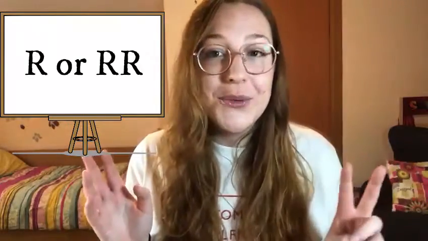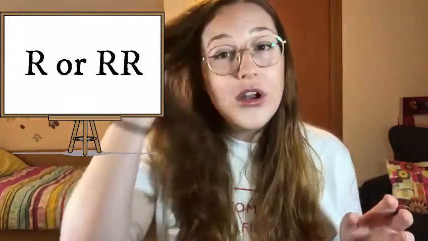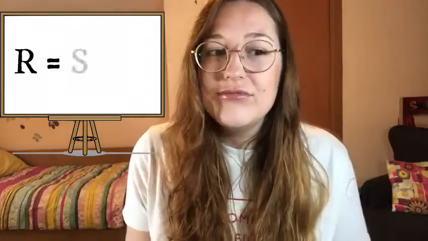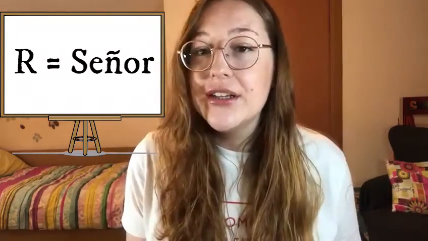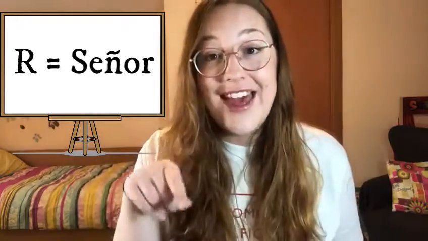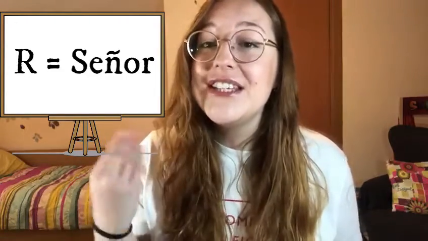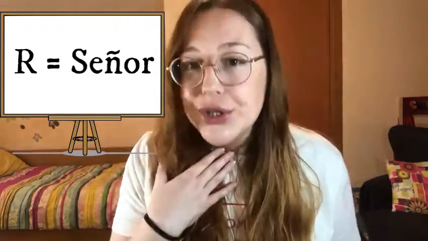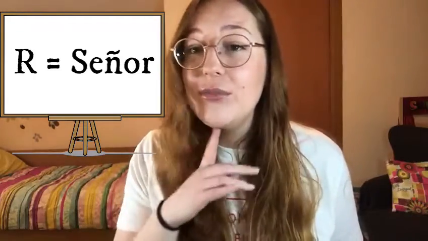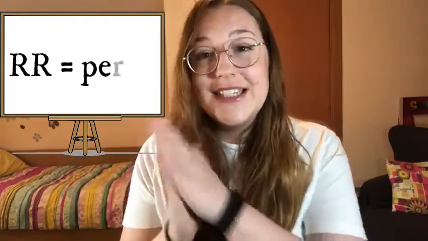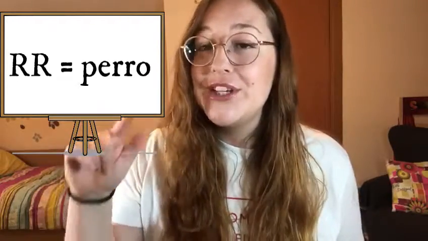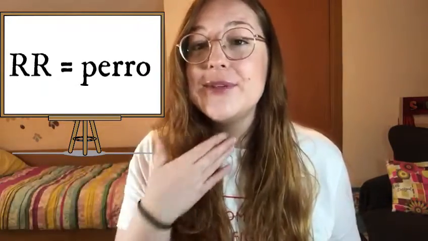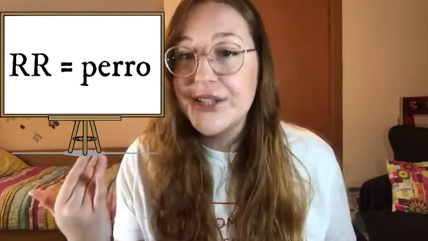Okay, and the last one is the difference between 1 R and 2 R's in Spanish. So 1 R would be pronounced just how we pronounce it in English. For example, the word Mr. is señor. Señor ends in an R, but it's just a normal R. But when you see double R, for the word dog, for example, it's perro, which is 2 R's together. So they differentiate between the normal R and the rolled R.